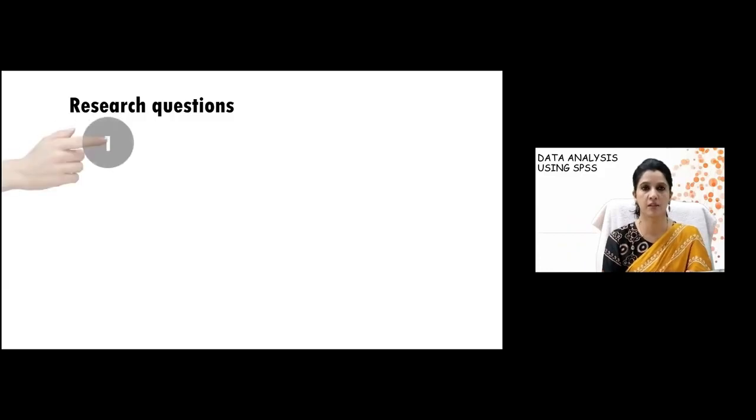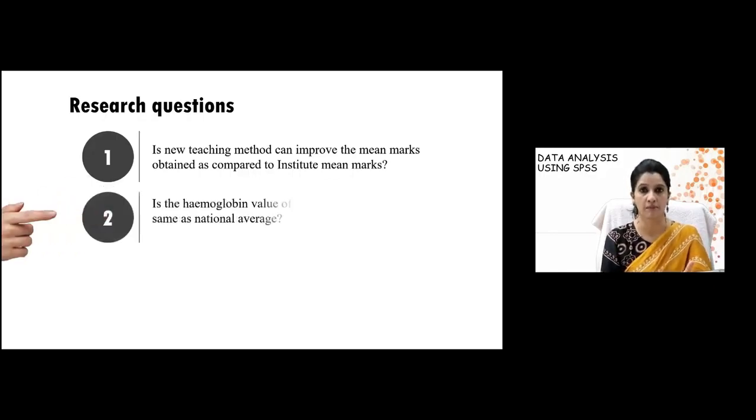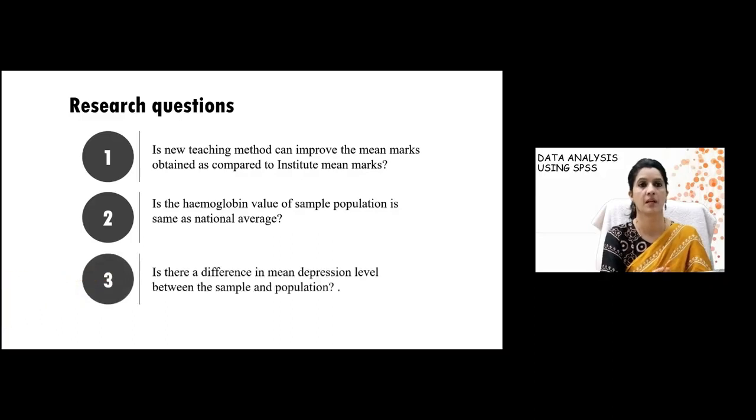So what will be the research question for these sort of comparison of mean? First, the research question could be: can the new teaching method improve the mean marks obtained by the students as compared to the institute mean marks? The second question could be: is the hemoglobin level of the sample population the same as the national average? The third research question could be: is there any difference in the mean depression level between the sample and the population?